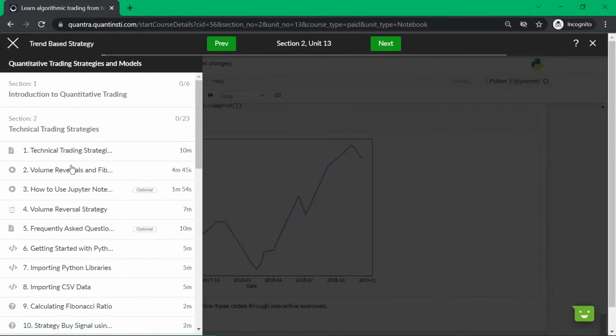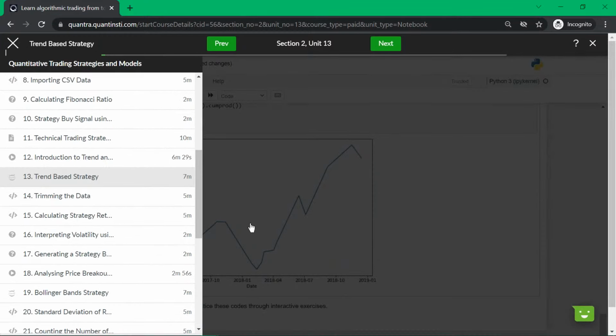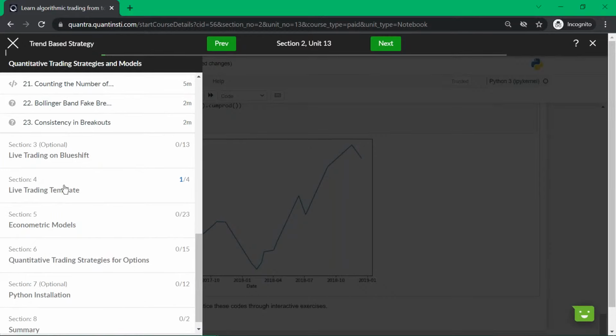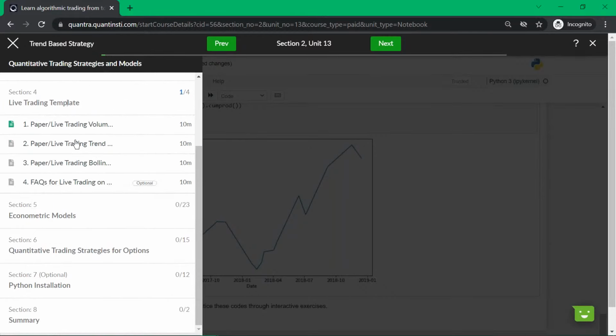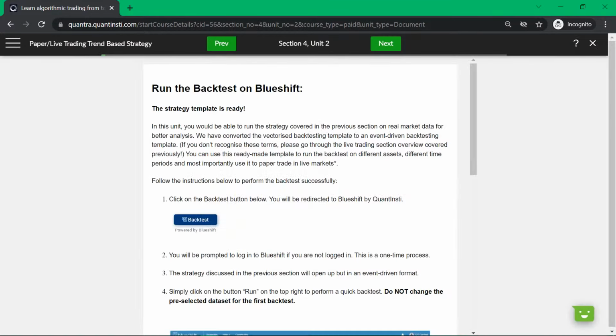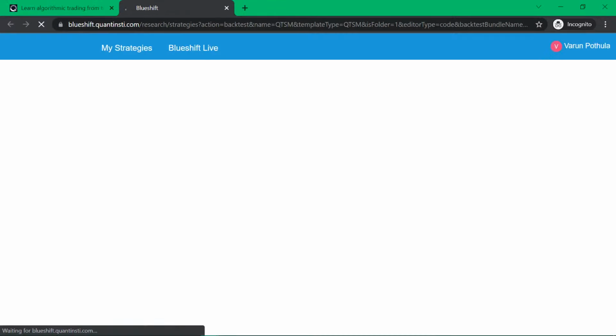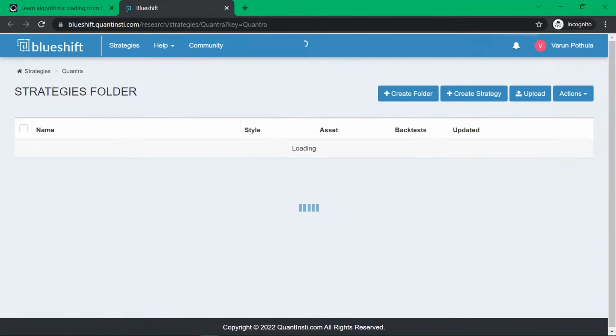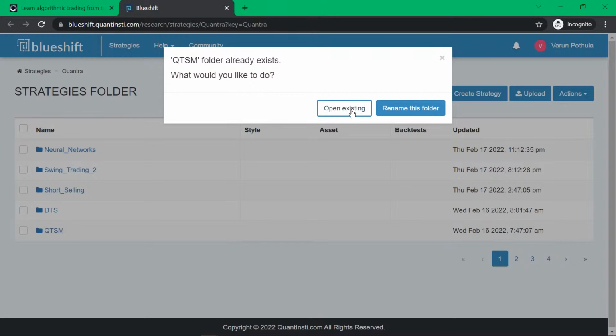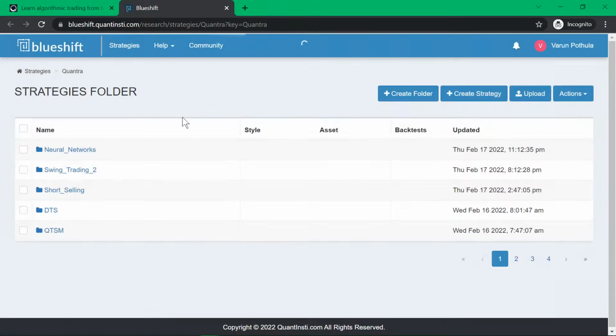For every course of our Quantra, once you learn your trading algorithm and understand the trading rules, you can also test them in Blueshift. So let me go to the Blueshift platform. With just a click of a button, you can go to the platform. So this is our Blueshift platform, and we have a bunch of strategies here. The same strategy we tested in our Python notebook, we are going to try in our Blueshift platform.